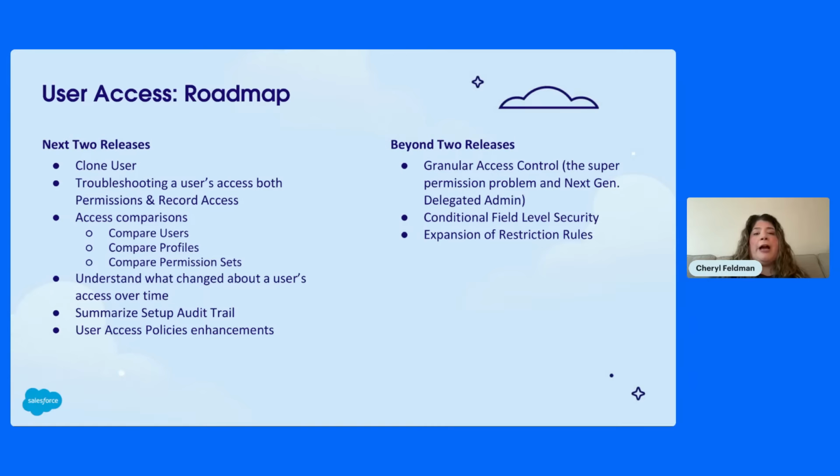Then further out than 2 releases, I still want to solve our super permission problem, which is you have to give customized app for a small job to be done, or modify all data. My team is going to be running a POC on something later this year to see if we can solve that, but I'll have more updates as we get closer to TDX next year. And then also conditional field level security, and then also expansion of restriction rules.